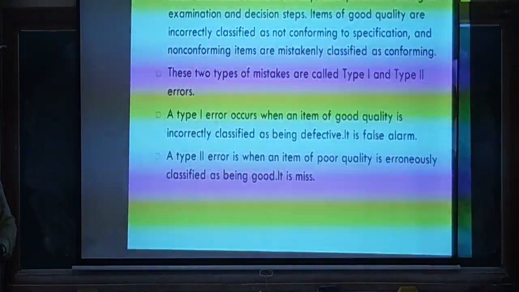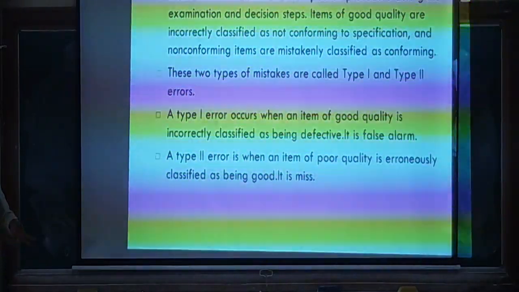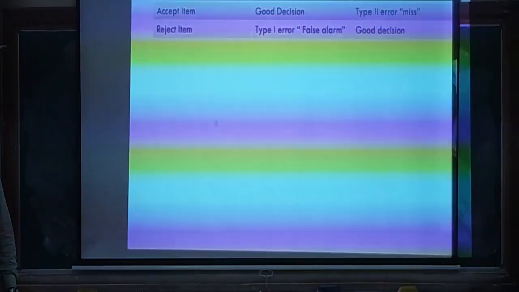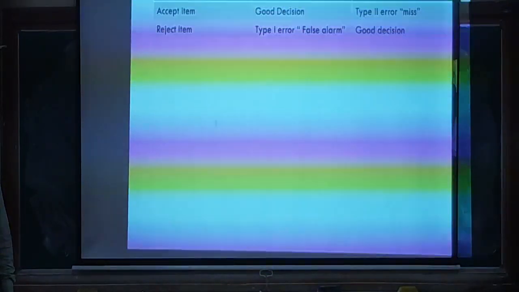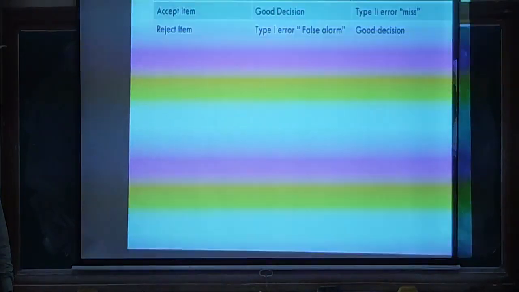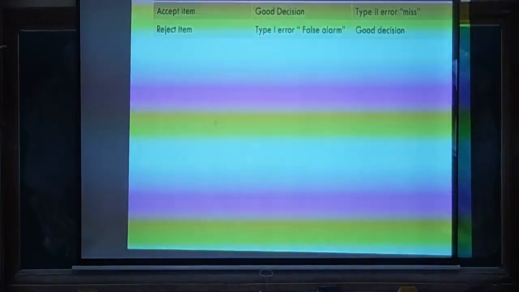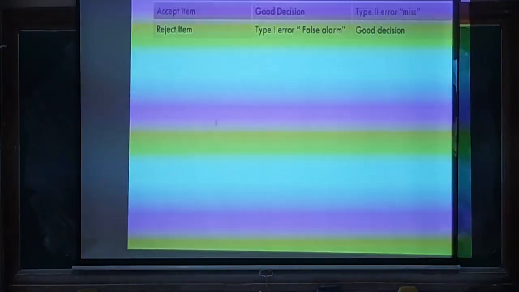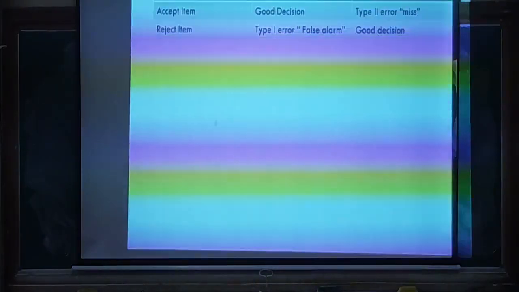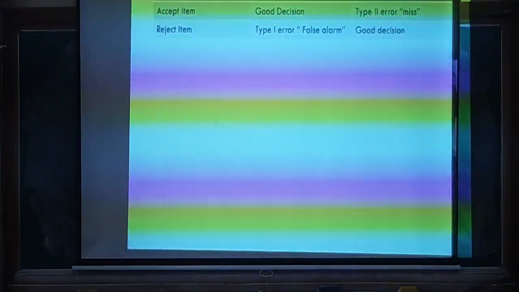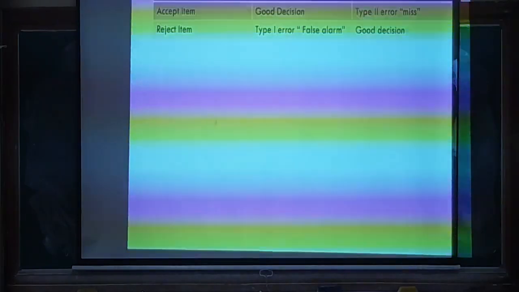False alarm is this, okay. So again, incorrectly it is classified, type 1 error. And here, good decision, reject the item. Non-conforming means what? Good decision. If you are rejecting the item, then it is non-conforming. It should be a non-conforming item, okay, then your decision is good. If it is conforming, meaning you are accepting the item within the tolerance band, then your decision is good, okay.